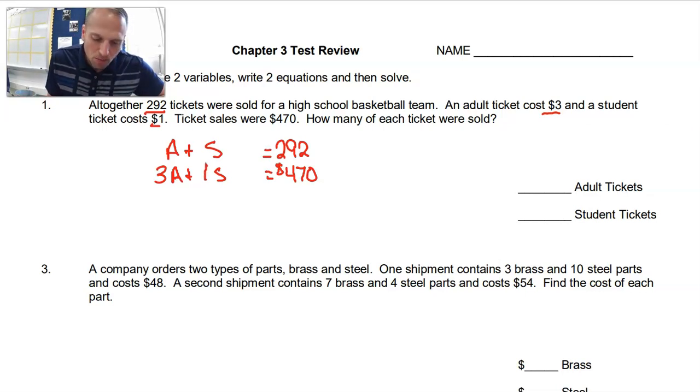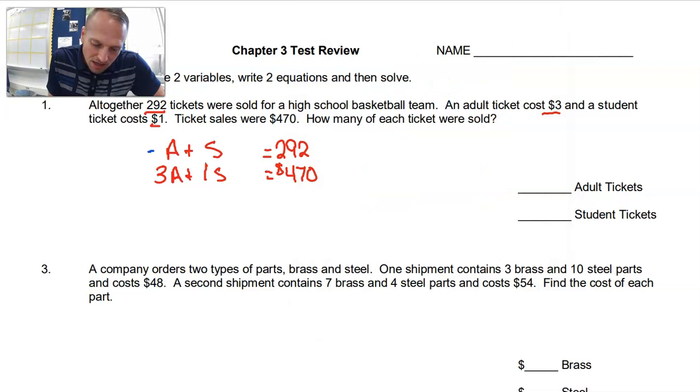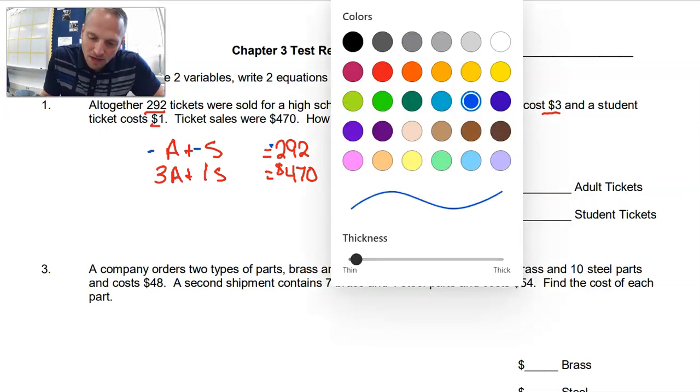Alright, so how are we going to do this? Well, I can multiply the top by the bottom and bottom by the top. That's always going to work. But I also see here that the S's are already the same number. They're both 1. So I just need to change the signs. I'm going to change them on the top. So I'm going to make this a negative A, a negative S, and a negative 292.